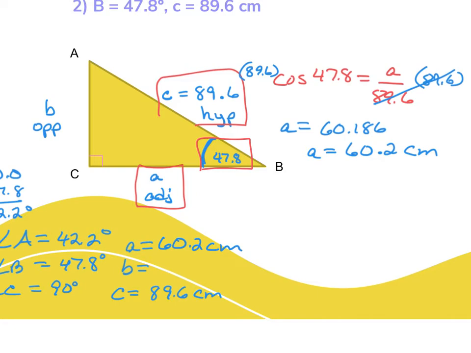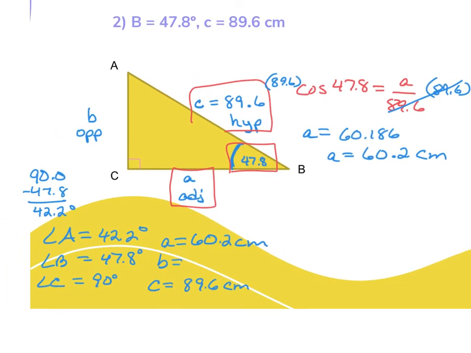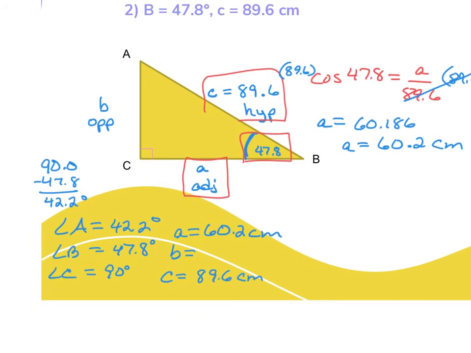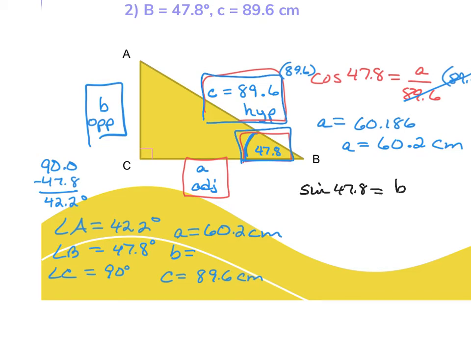Now I'm going to repeat the process for little b. However, this time, again, this was my given, and here. And now I'm looking for opposite. So which trig ratio uses opposite and hypotenuse? It'll be sine. So I'm going to do the sine of 47.8 equals opposite over hypotenuse.